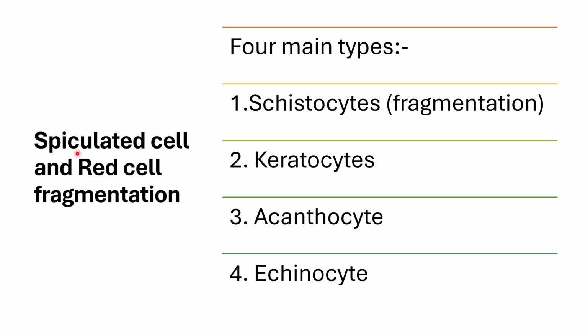So further talking about spiculated cells and red cell fragmentation, under this heading we'll be studying the four main types, that is schistocytes, keratocytes, acanthocytes, and echinocytes.